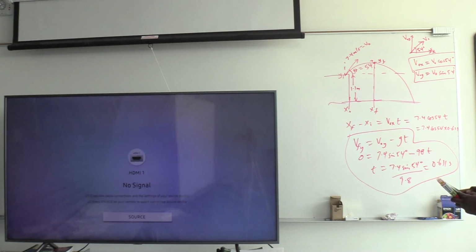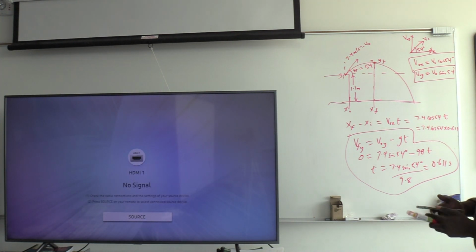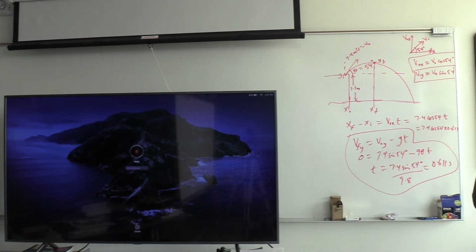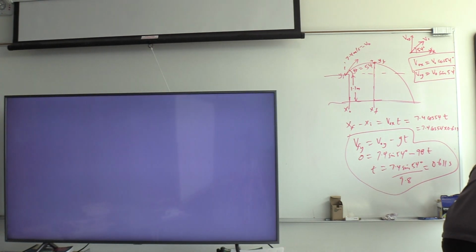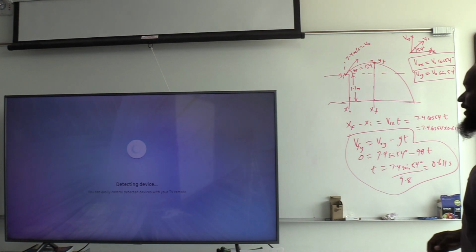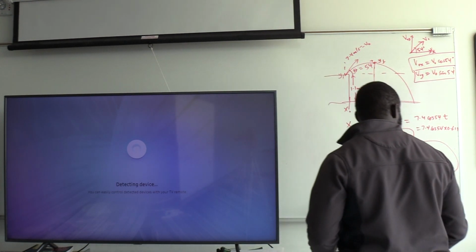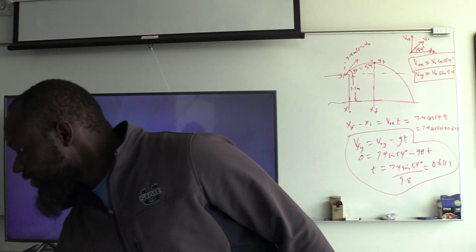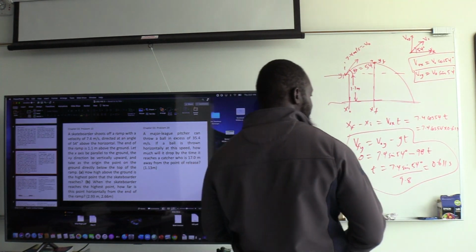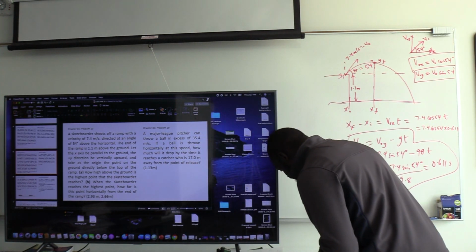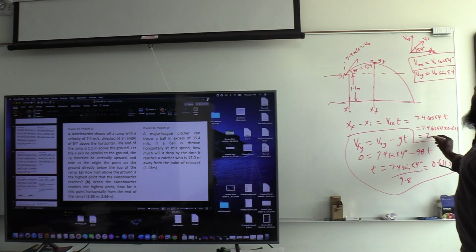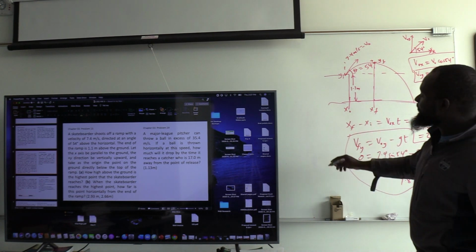So let's do that. 7.4 cosine 54. 2.65. Oh, sorry about the signal. Let's check the answer, make sure we are right. Yeah, 2.65, that is 2.66 showing here. 2.657, so 2.66 meters for the B part. So that's the answer for the B part.